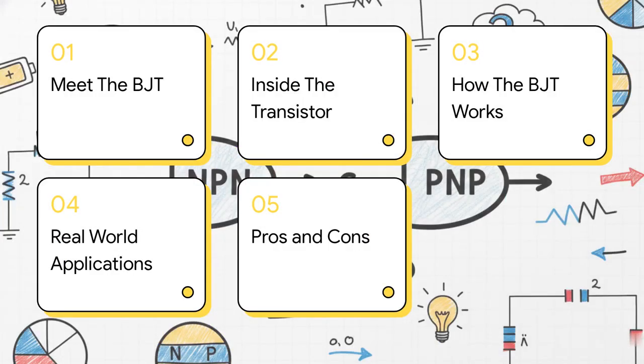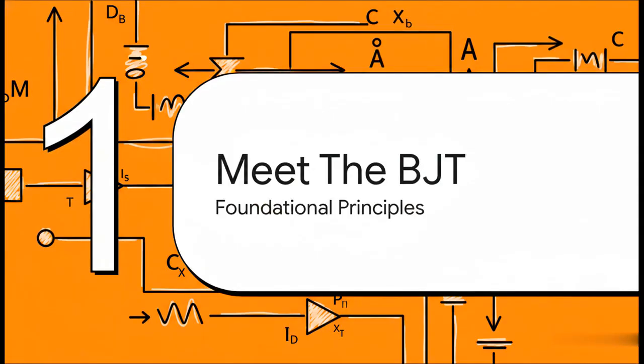So here's our roadmap for today. First, we'll meet the BJT. Then, we'll go inside the transistor, followed by how the BJT works. After that, we'll look at real-world applications. And finally, we'll wrap up with pros, cons, and takeaways. All right, Section 1. Meet the BJT.